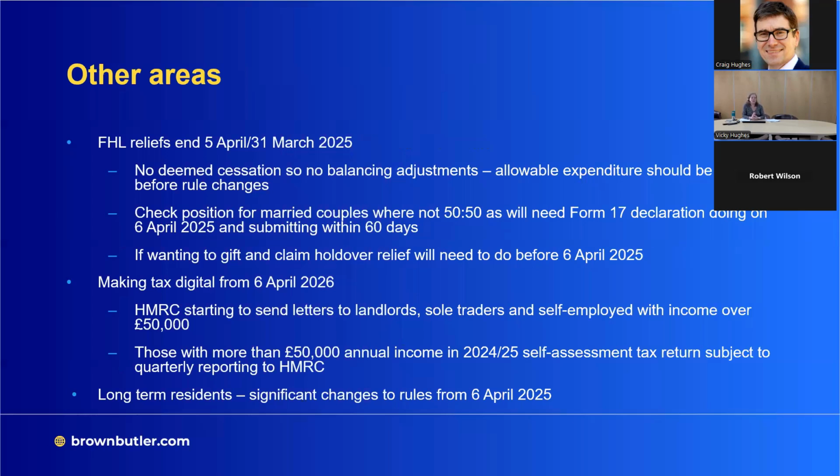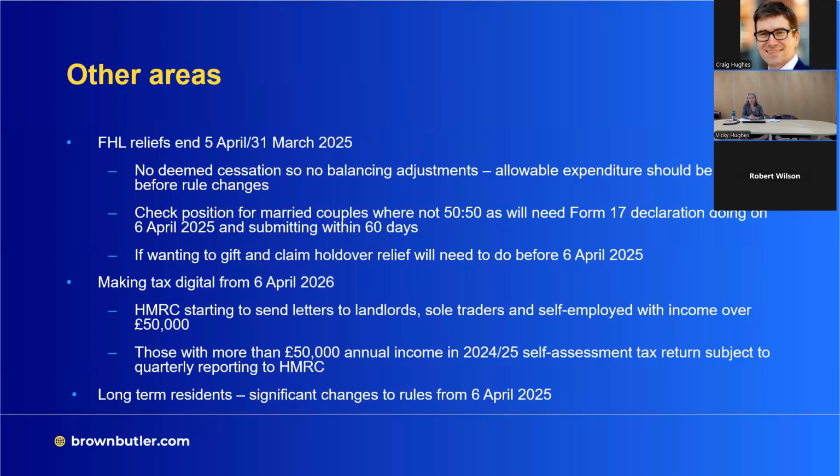The revenue are starting to send out letters to individuals that could be affected, and they will be landlords, sole traders and self-employed with income over £50,000 gross. And actually they've given more guidance as to who will be caught by those rules, and they've explained that it will be individuals that have 50,000 annual in those categories within the 2024-25 self-assessment tax return that will have to move into quarterly reporting.